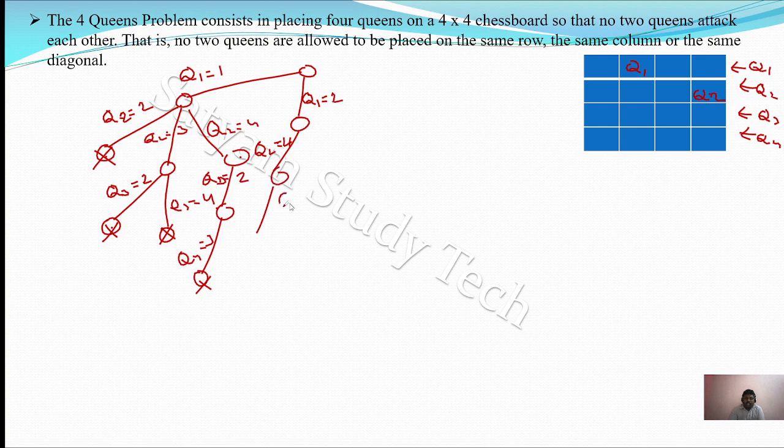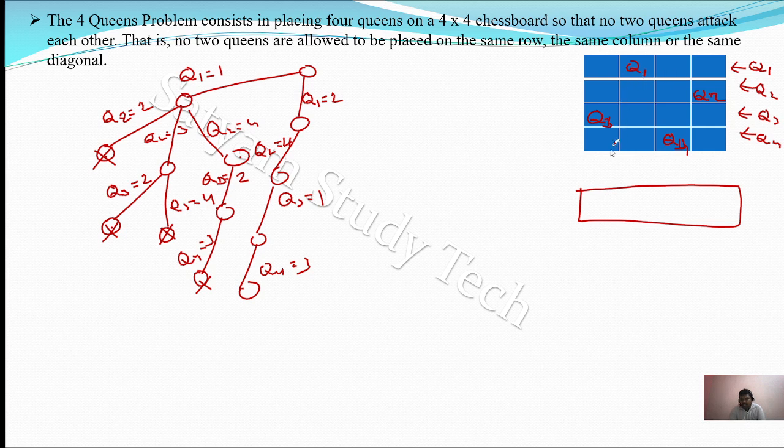Now Q3 is placed in the first column of the third row, and Q4 is not placed here because Q1 is in the same column. Now Q3 is placed in the first column and Q4 is placed in the third column. This is one solution.